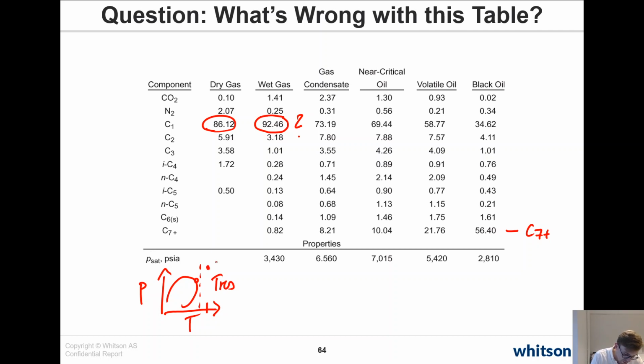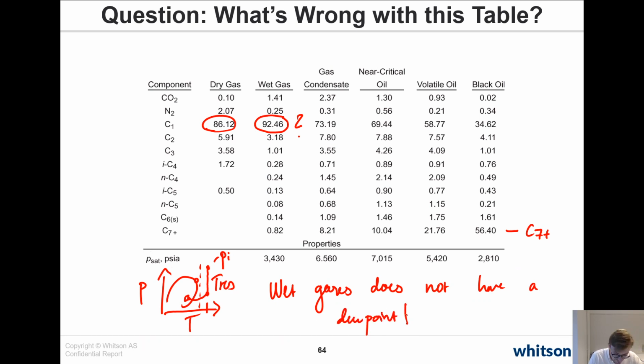This means that if this is our initial reservoir pressure, and we deplete down to some bottomhole or minimum pressure right here, we're producing with a surface process inside of the two-phase envelope, but at the reservoir temperature in the reservoir, we're always single phase. So we should not have a dew point. So wet gases do not have a dew point. Okay, and that's what's wrong.